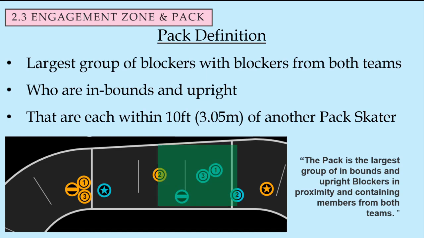So an easy example here is that the green square represents the pack. So those 5 blockers, the 4 on blue and 1 on orange, are in the pack. They are the largest group of blockers, and there are blockers from both teams. They are all upright and in bounds, and they're each within 10 feet of another pack skater. The jammers are not included within the pack, and the 3 blockers in front are more than 10 feet away from the pack, so they are not included within the pack either.